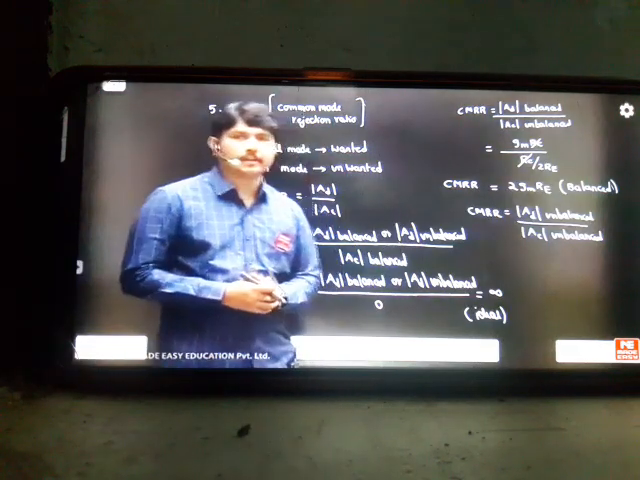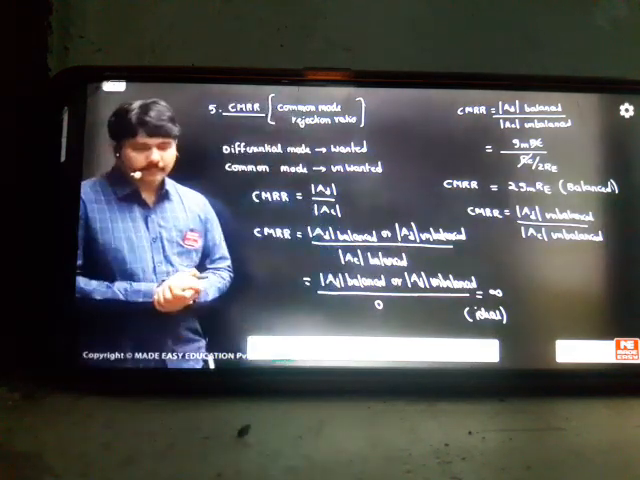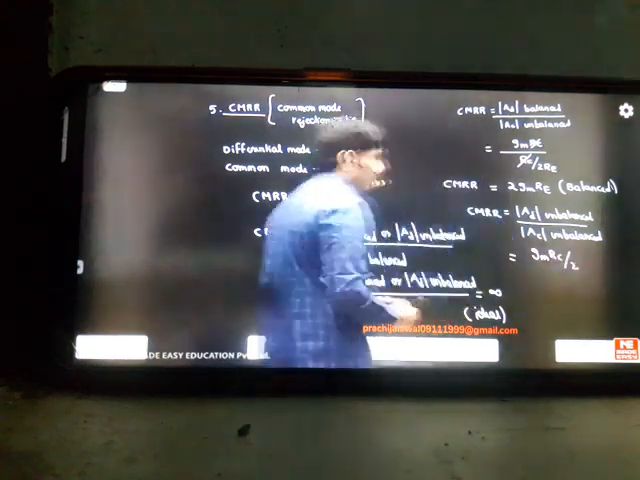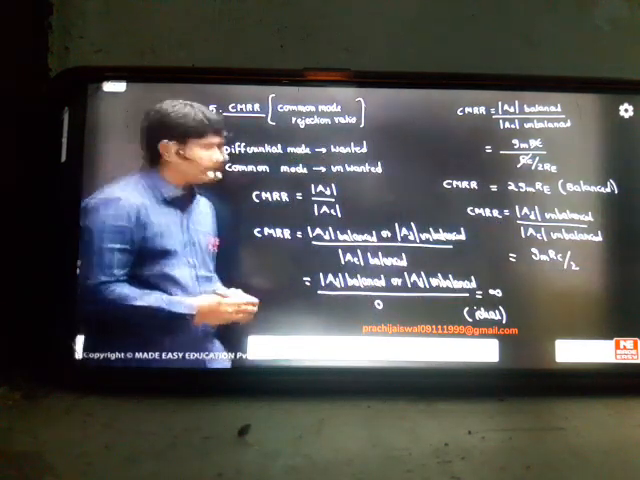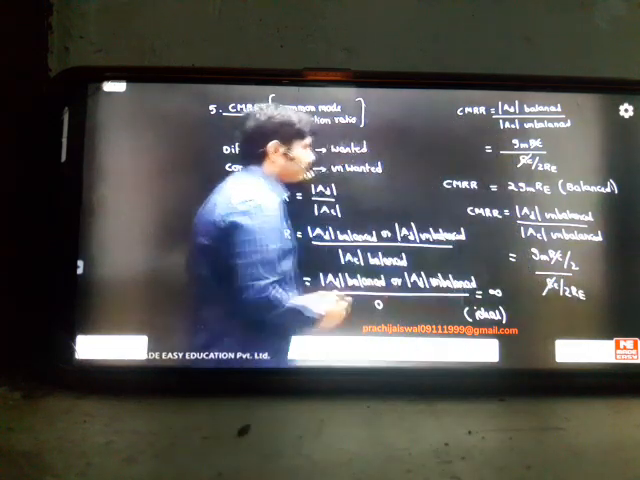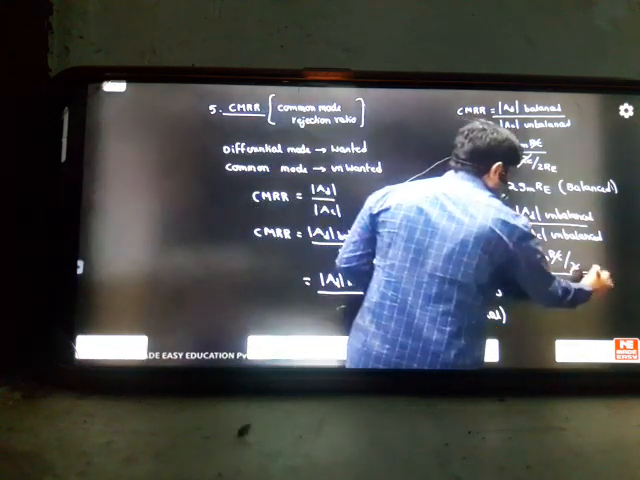CMRR, AD unbalanced divided by AC unbalanced we are telling. Okay, so shall we calculate this answer also? It is gm into RC by 2, half of the gain since it is unbalanced, divided by RC by 2 times RE. So RC will be cancelled, the 2 will be cancelled. So it is gm into RE.